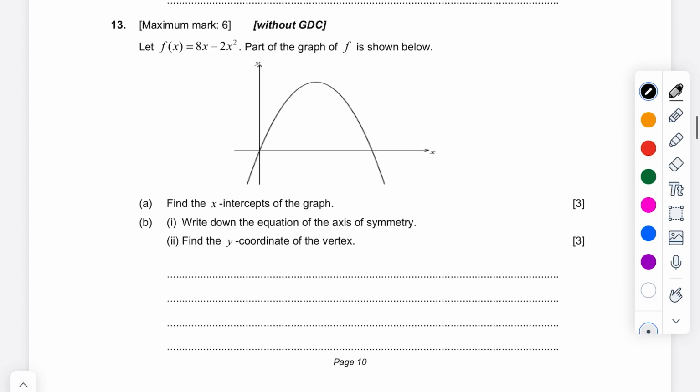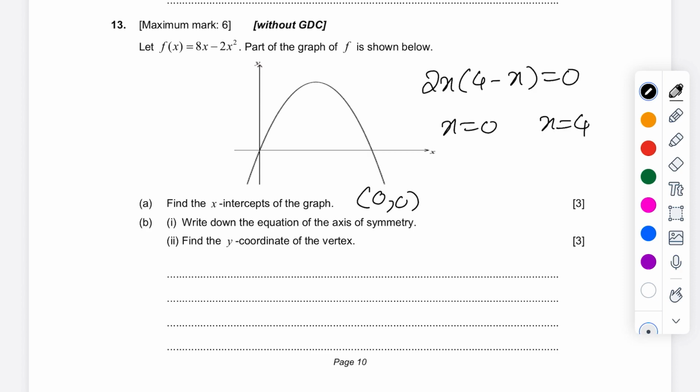Question number 13. For the function f of x, part of the graph of f is shown. Find the x coordinates of the graph. So I'm taking 2x common. So it becomes 4 minus x equals 0. So either x equals 0 or x equals 4. So what are the intercepts?